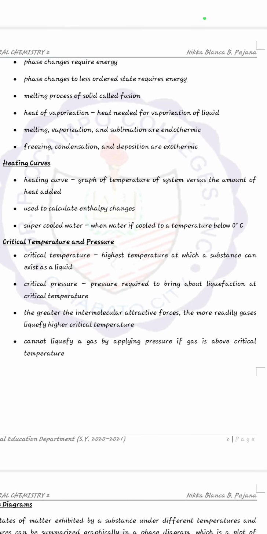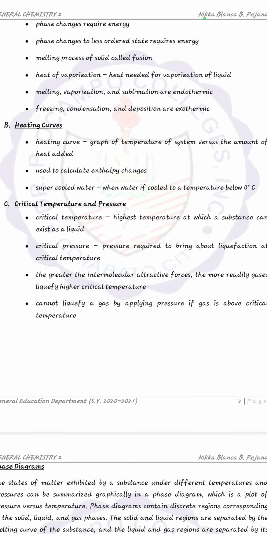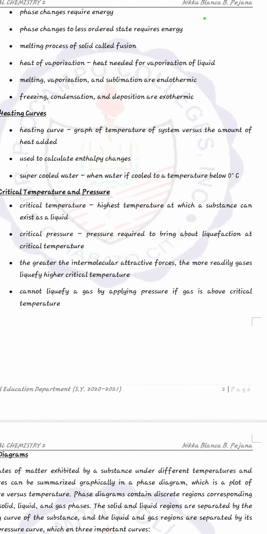So, critical temperature and pressure. Critical temperature is defined as the highest temperature at which a substance can exist as a liquid, while critical pressure is the pressure required to bring about liquefaction at the critical temperature.